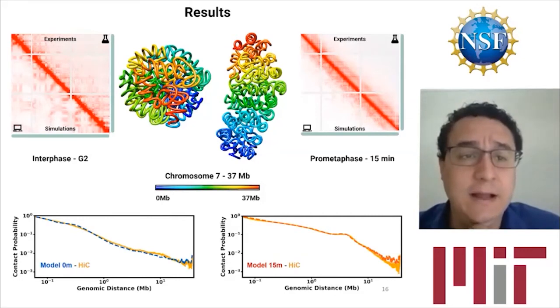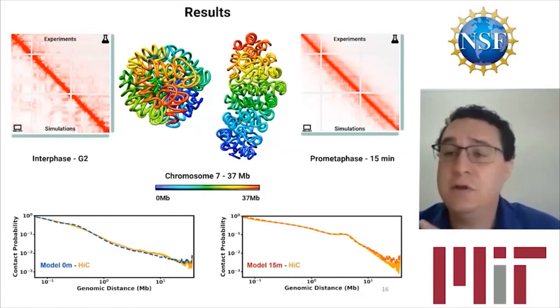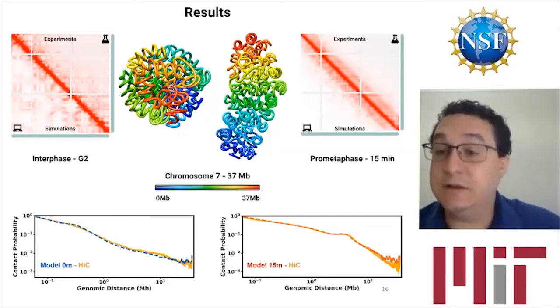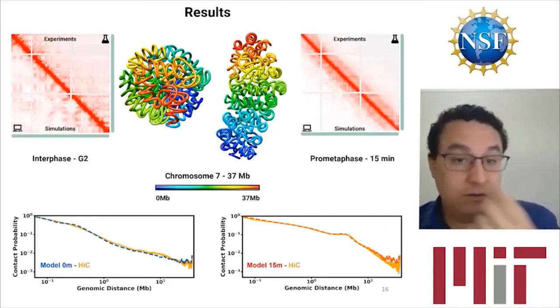And I wanted to point out that we have no wall here, no cell wall, no kind of confinement potential. So the polymer is completely free to assume the shape that it's supposed to get, okay?